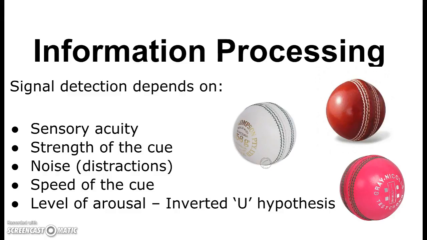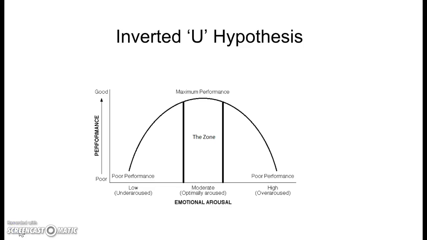Signal detection also depends on the level of arousal. So this is where we talk about the inverted U hypothesis. So this hypothesis literally means an inverted U or an upside down U. So the performance is plotted on the y-axis from poor up to good, and the level of arousal is plotted from low, under-aroused, through to high or over-aroused.